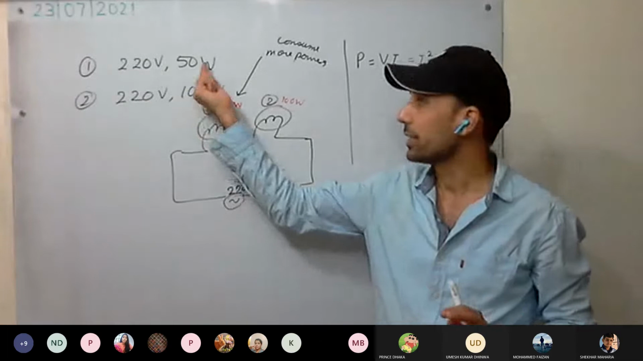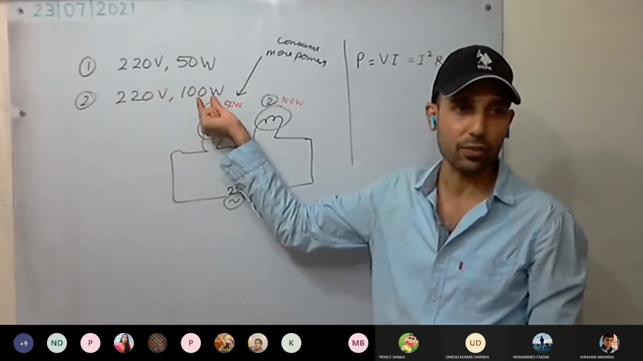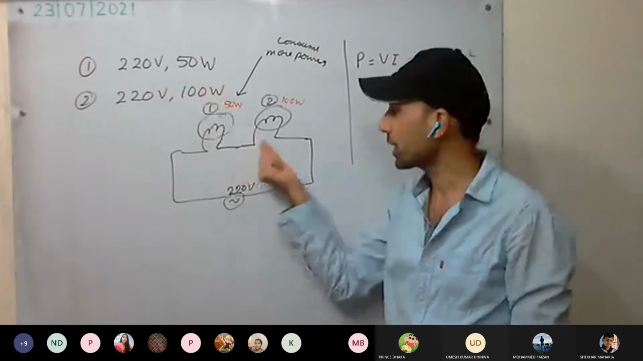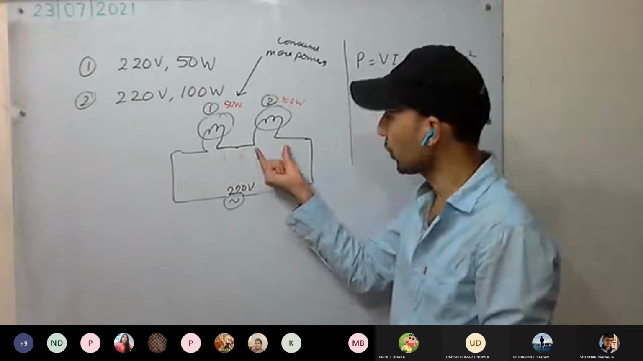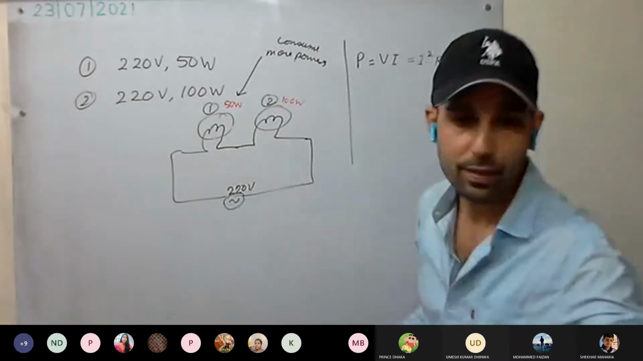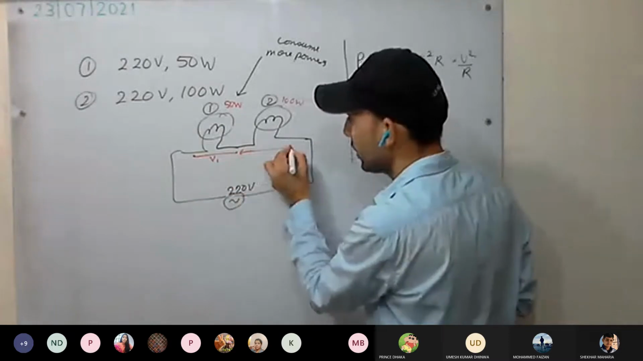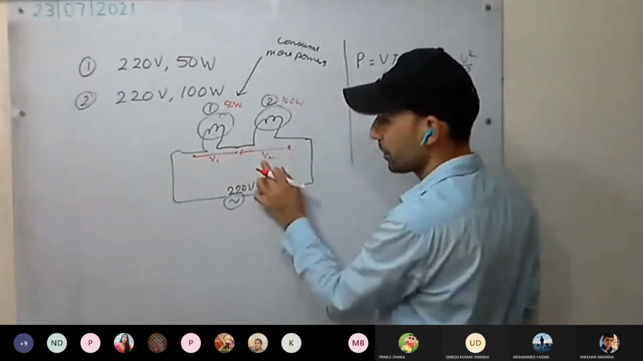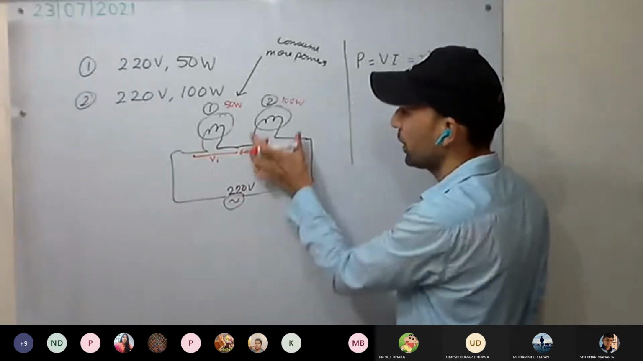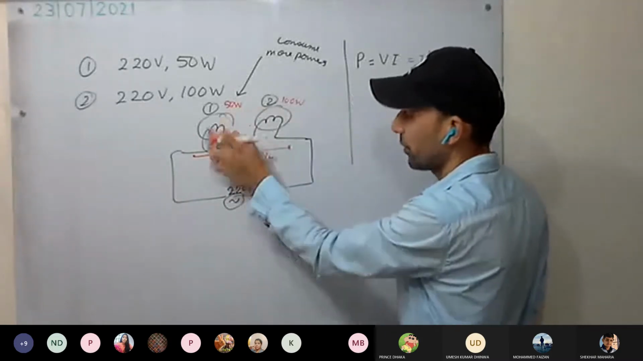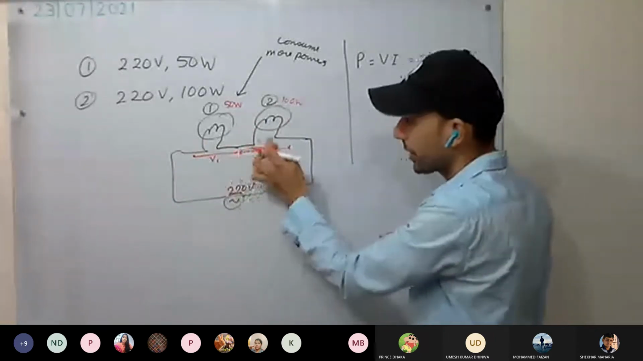This you all have understood? These are the ratings. That is, when connected across 220 volt, this bulb is going to consume 100 watt. Now they are connected in series and 220 volt is applied. Now see here, the potential across both will be different. This will be V1, this will be V2. It will not be 220 volt across each bulb. It will be different voltages in series. Some drop here, some drop here.